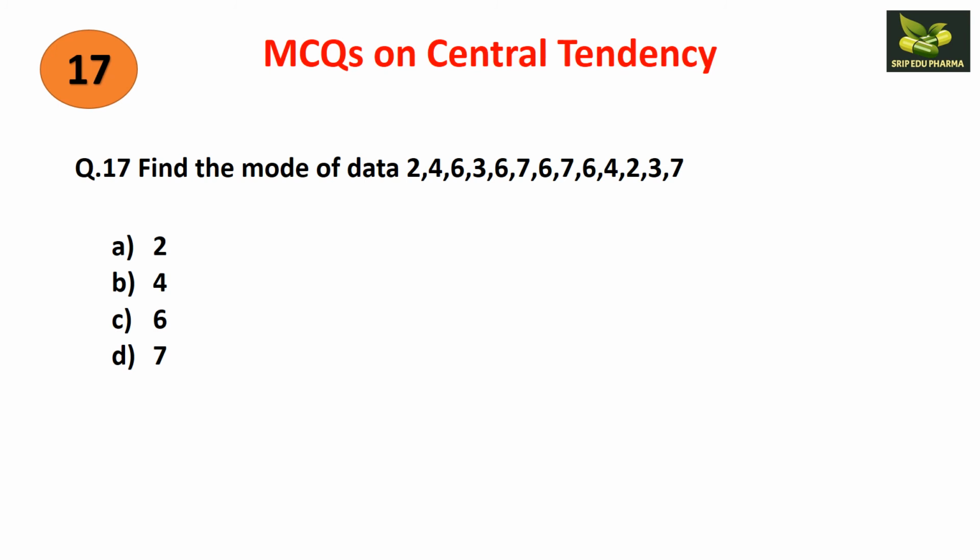So in this, first we will see for 2. 2 is coming twice. Then 3 is coming also twice. 4 is coming also twice. Then 6 is coming 1, 2, 3, 4, 4 times. And 7 is coming 3 times. So your answer will be 6, as 6 is coming 4 times. So the answer is C, 6.